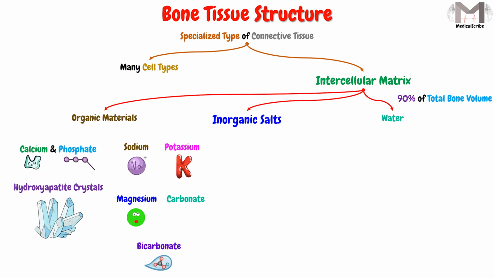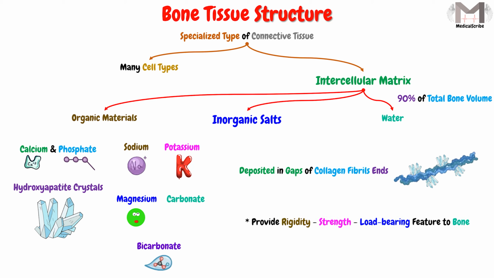Where will we find those inorganic salts? We will find them in the gaps found in the collagen fibrils end. I mean, in the collagen fibrils end, there are gaps. In these gaps, the inorganic salts will deposit. As a result, when these gaps are filled with salts, the bone will become harder and stronger. So we can conclude that the salts' function in the matrix is to provide the rigidity, the strength, and the load-bearing feature to the bone.